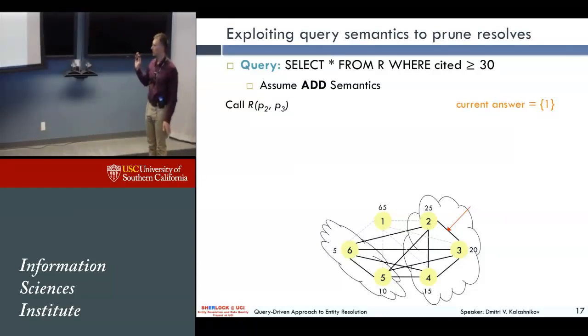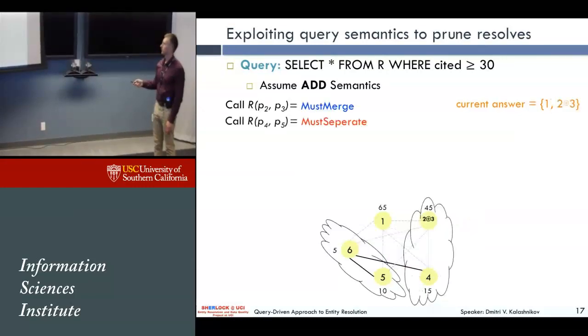A good policy to use would be to pick edges whose combined citation count is the highest. So in this case, I pick 25 plus 20, which is going to be the highest, and I call resolve on this edge. So the policy is based on the semantics. Yes, that's correct. And you can imagine, I will explain different policies later on. So this was just an illustration that you could save. I'm not explaining the algorithm yet.